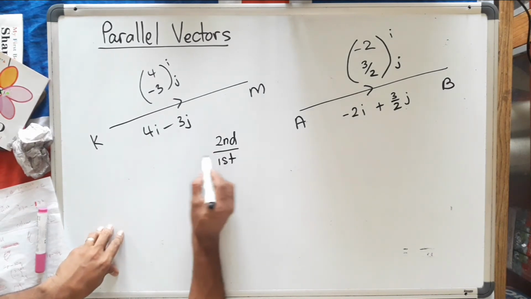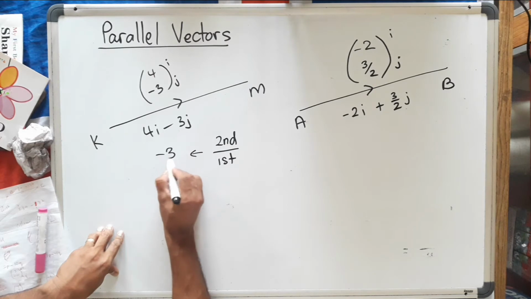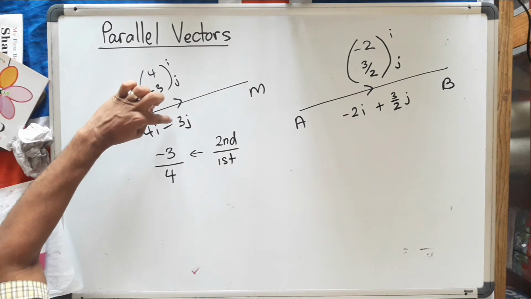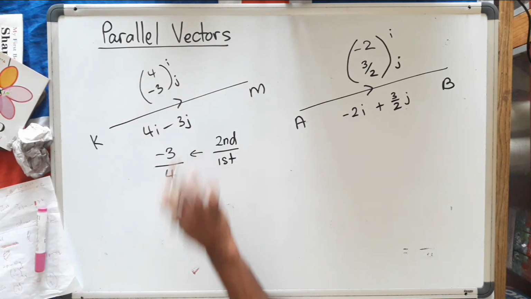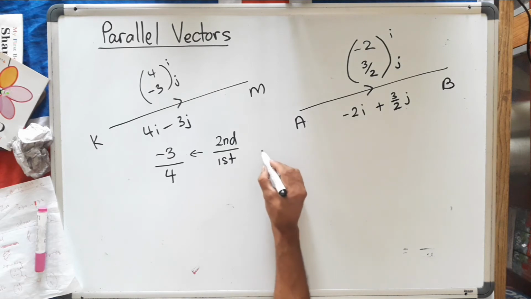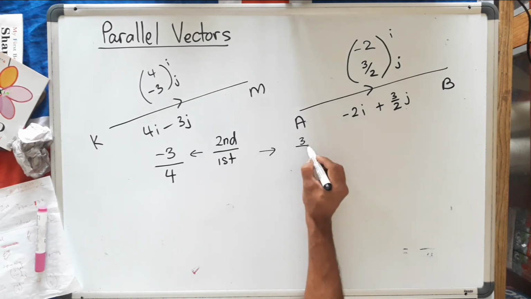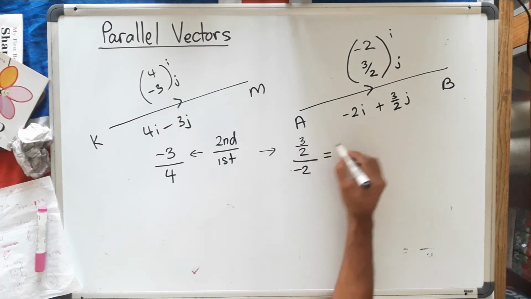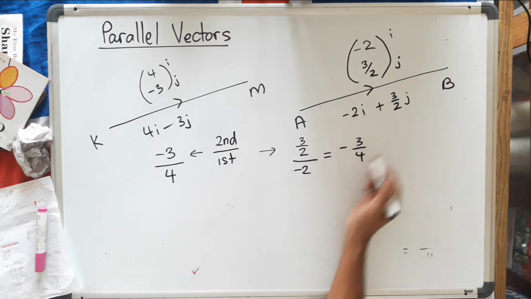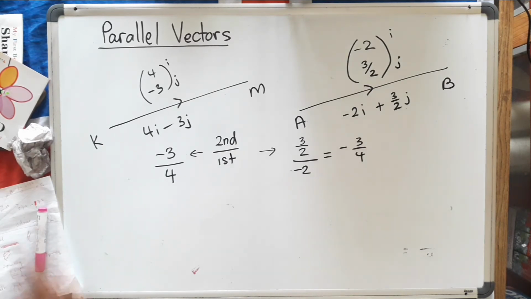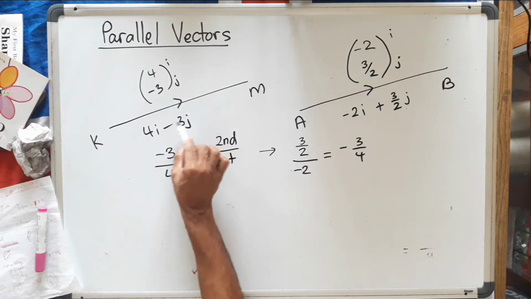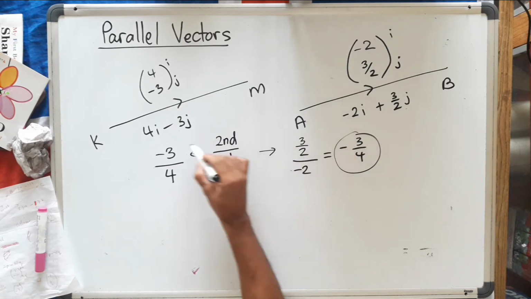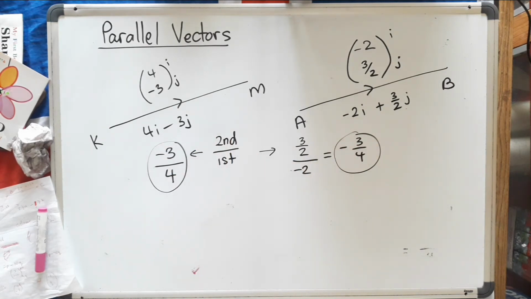So for this one, the second value is minus 3 and the first value is 4. When I talk about the values, I'm talking about the numbers touching the letters. You're not actually putting the letters, just the number touching the letters. And for this one, if we take 3 on 2, the second value, and divide it by the first value, if you divide this, I bet you will get minus 3/4. You notice you get the same number? So that's another way of proving that they are parallel. You take the second value and divide it by the first value for both vectors. And if you get the same numbers, then they are parallel.